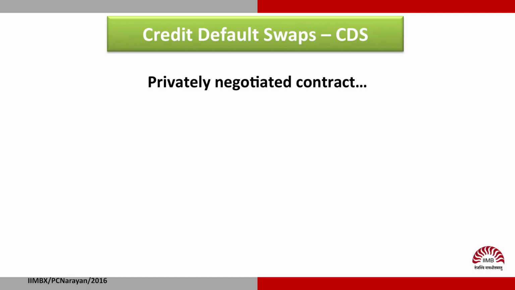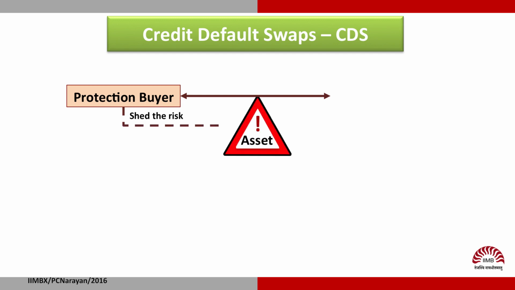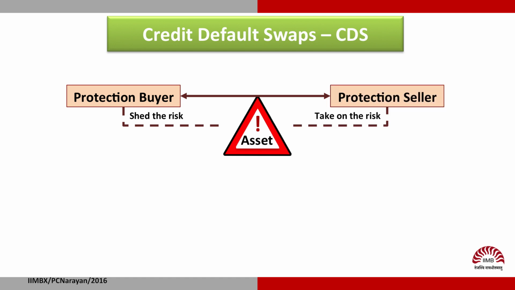Let's look at the structure of a credit default swap. A credit default swap is a privately negotiated contract between a protection buyer, that is the entity who wishes to shed the risk associated with an asset, and the protection seller, who is willing to take on the risk that the protection buyer wishes to shed.